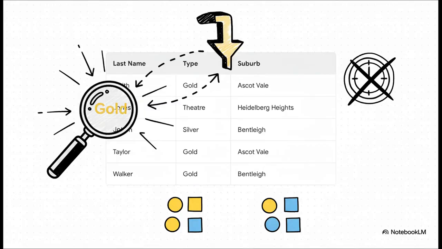Okay, so here we've got a big table of members. Let's say we have a simple question. How can we quickly see only our gold level members? I mean, scrolling through all of this, looking for them one by one, that would take forever.